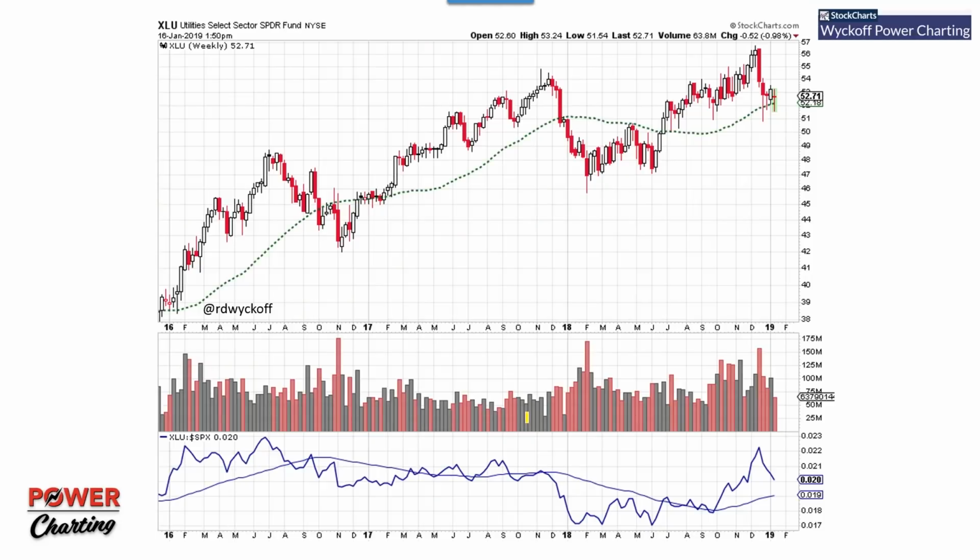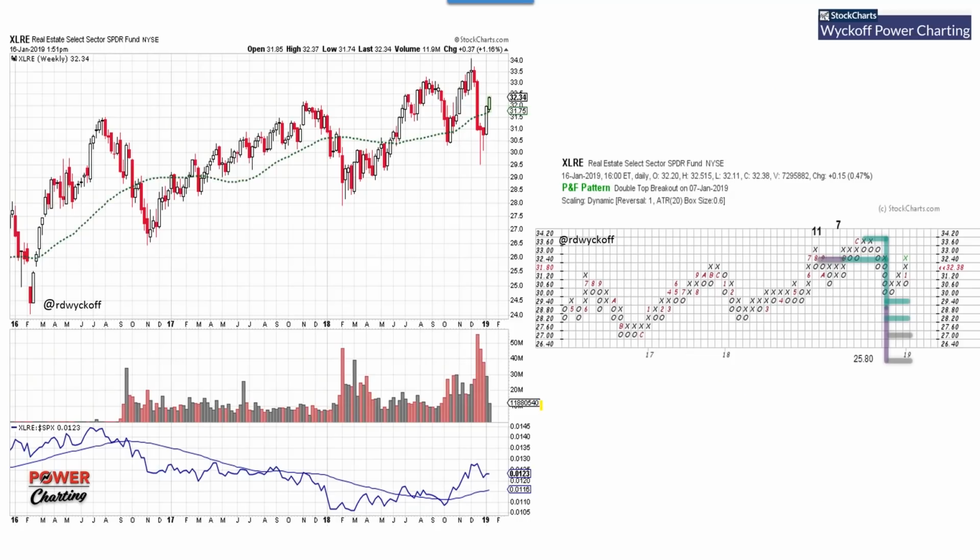Okay, utilities. Utilities are in an uptrend. Look at the relative strength there, and they've pulled back on price to the 39. Here, real estate, and this will have to be our last. Have a look at real estate. The relative strength trend is now up. This is an interesting one. It came within one box of fulfilling these counts.